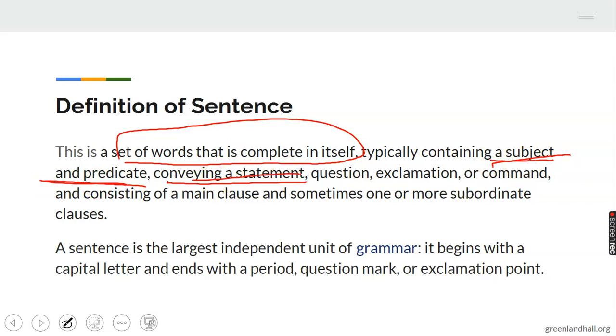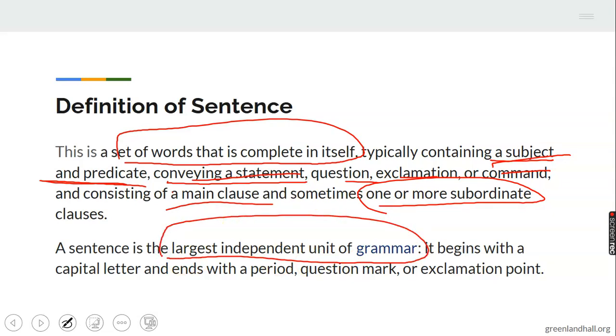And they can be used to ask questions. It can be exclamation in form. It can be a command. And mostly, a sentence is a main clause, that is an independent clause. And at times, it can have more attachments. That is, you can combine it with one or more subordinate clauses or even another main clause. And like we all know, this is the largest unit of grammar. Sentence is the largest unit of grammar.